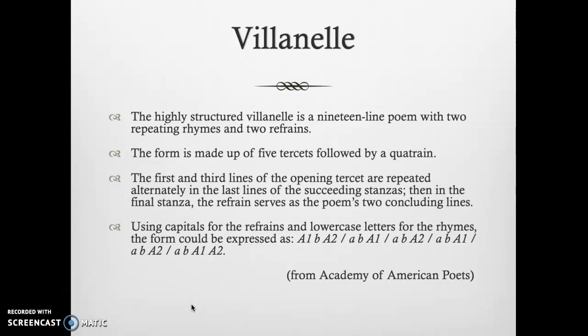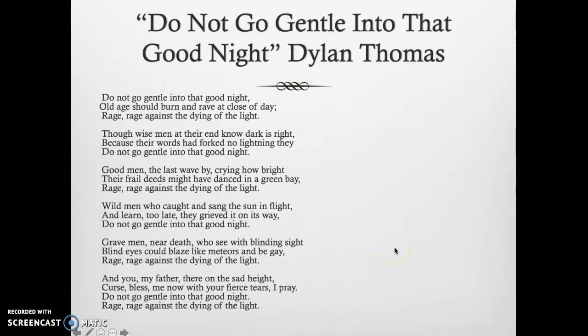So using capitals for refrains and lowercase letters for rhymes, the form would be as this. The capital letters are the refrain, those repeating lines, the first and third lines of the opening tercet. So it would be like this, and then you have the rhyme schemes in here as well. Let's look at an example.